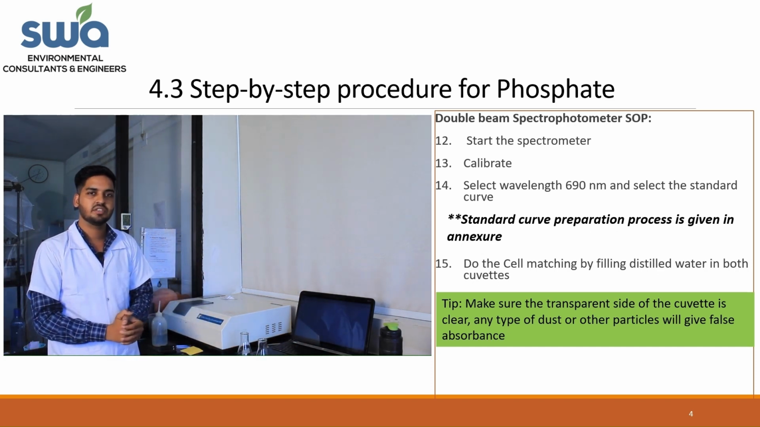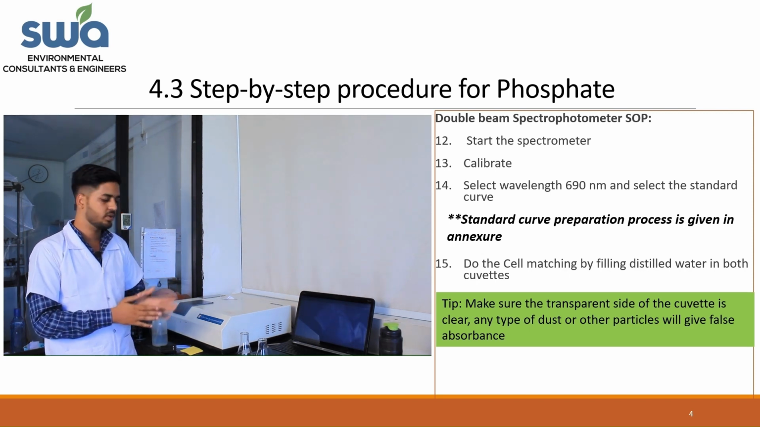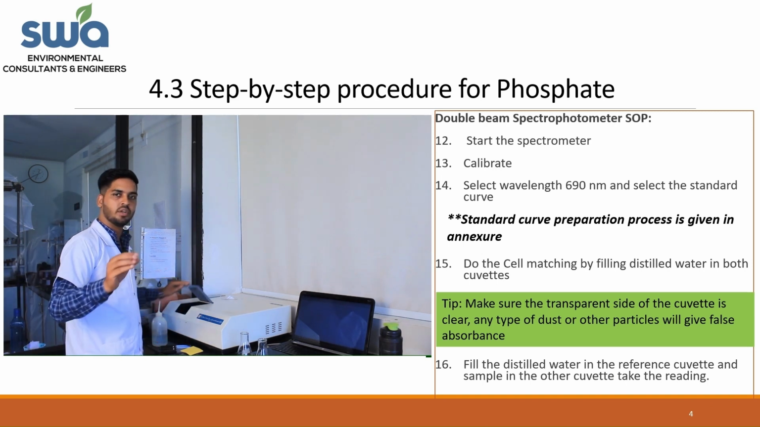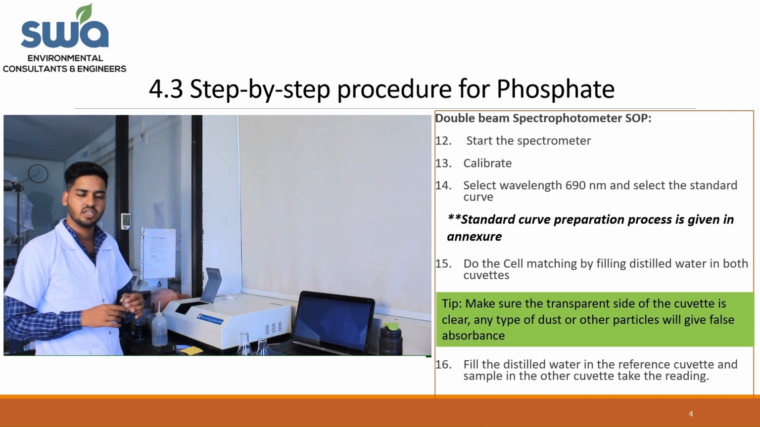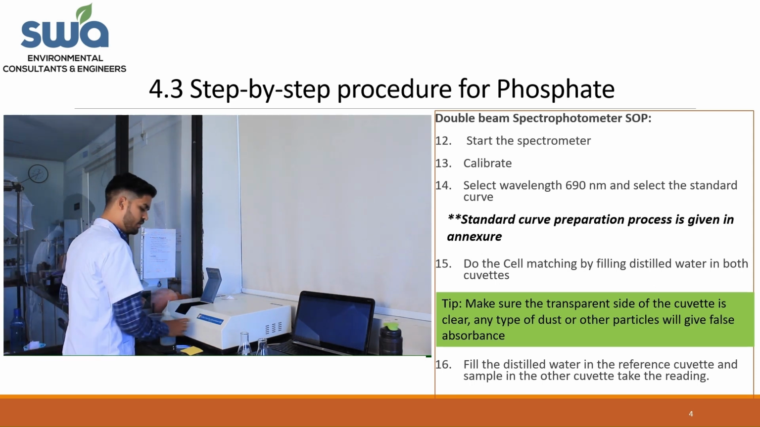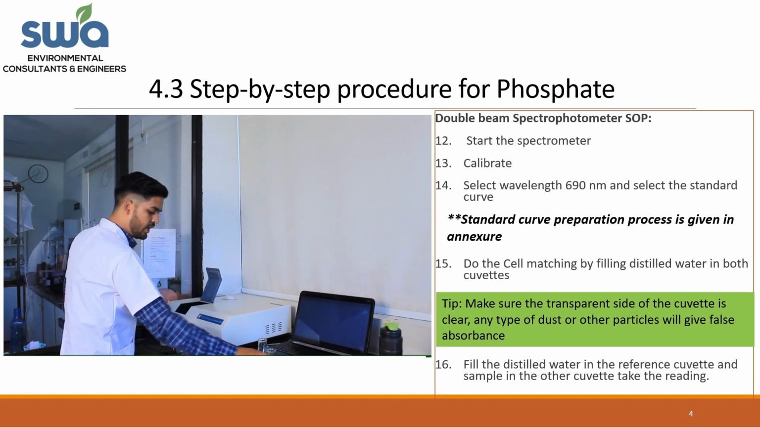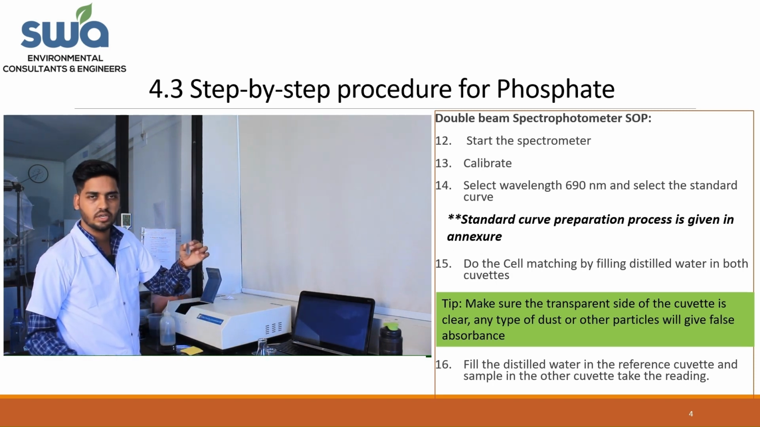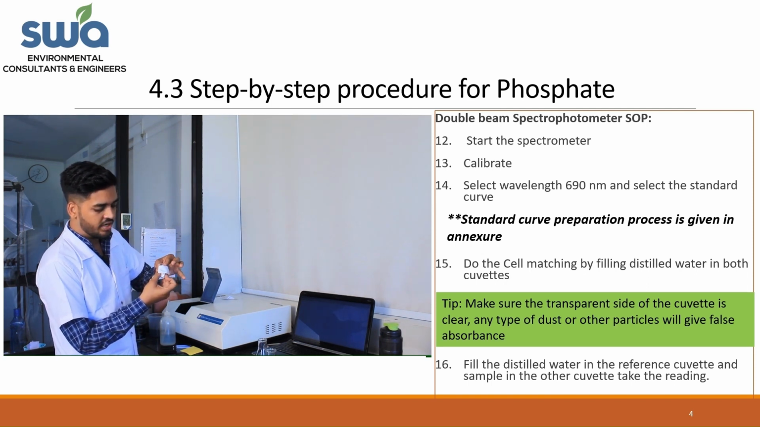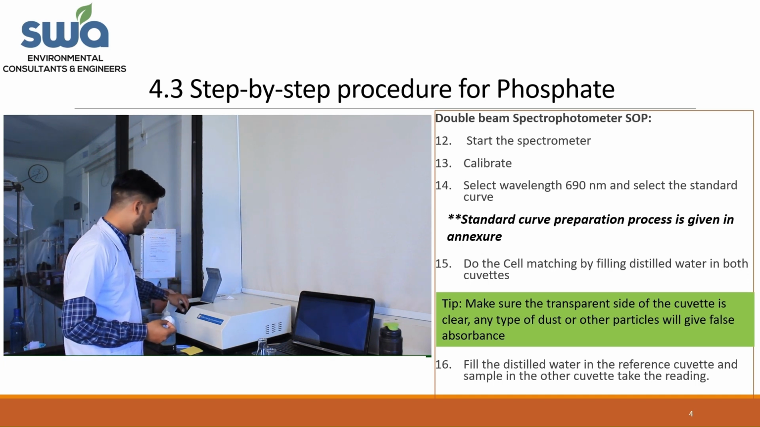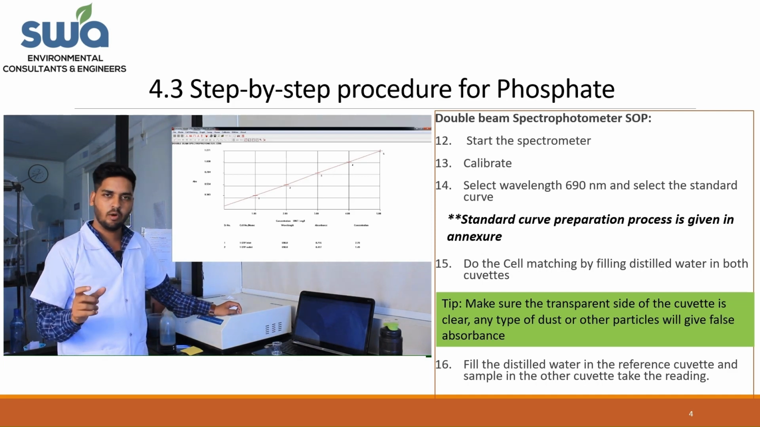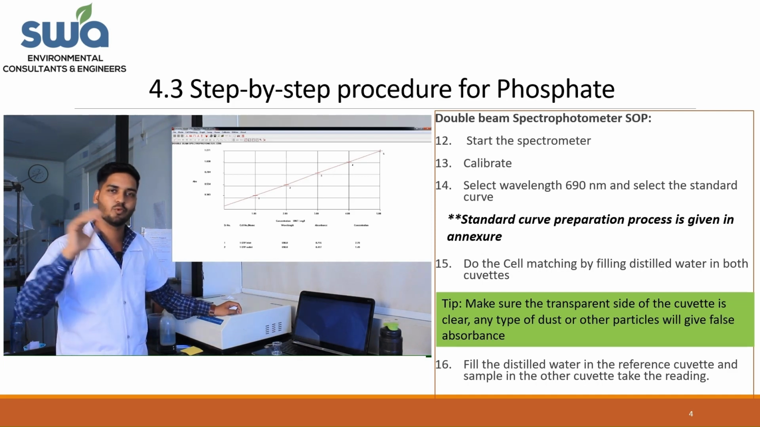After the cell matching is done, we will measure the absorbance one by one for inlet and for outlet. In the reference cuvette, we will fill the distilled water as it is, and in the sample cuvette, we will add the sample we have prepared already. Again, make sure the transparent side of the cuvette is clear to avoid any variation in the results. So firstly, take the reading for inlet, and then for outlet. After taking the reading, we will move to the calculation part.